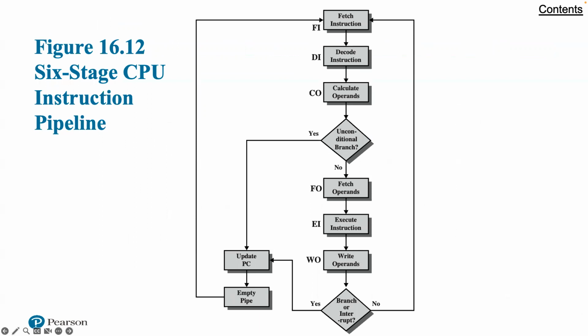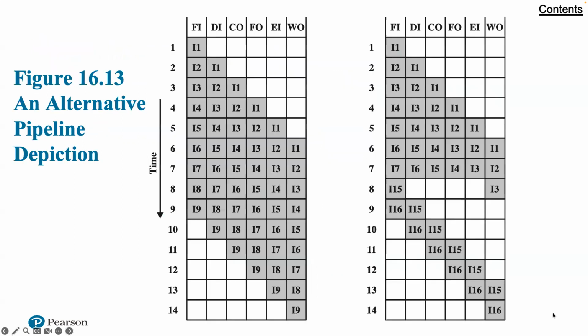Figure 16.12 indicates the logic needed for pipelining to account for branches and interrupts. Other problems arise that did not appear in our simple 2-stage organization. The CO stage may depend on the contents of a register that could be altered by a previous instruction that is still in the pipeline. Other such register and memory conflicts could occur. The system must contain logic to account for these types of conflicts.